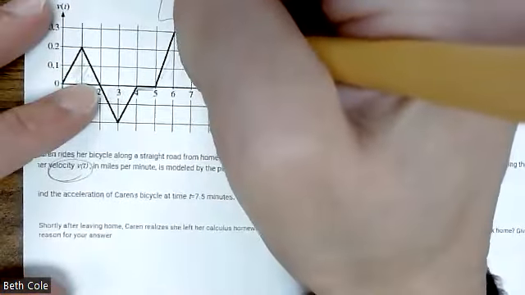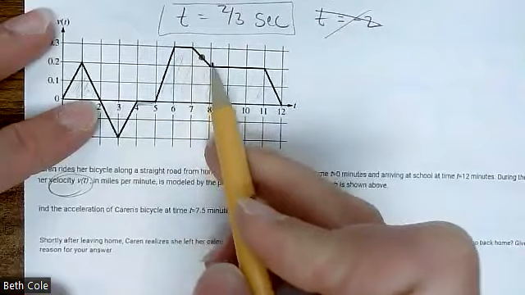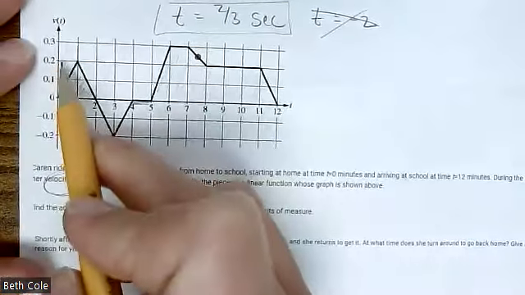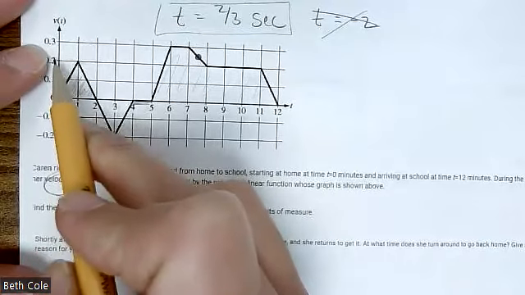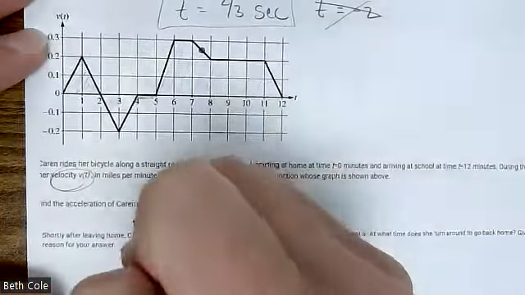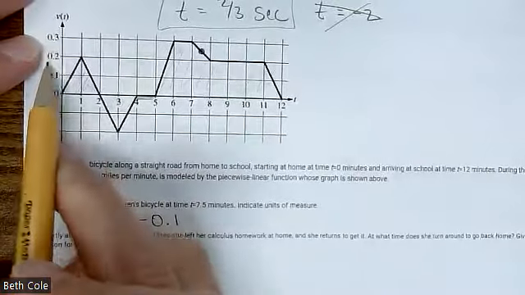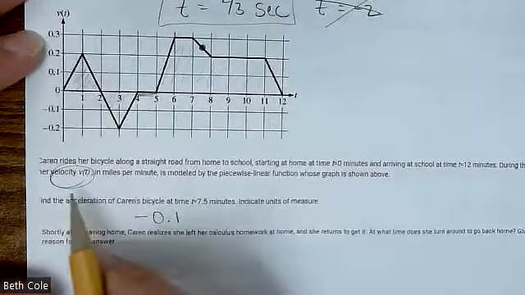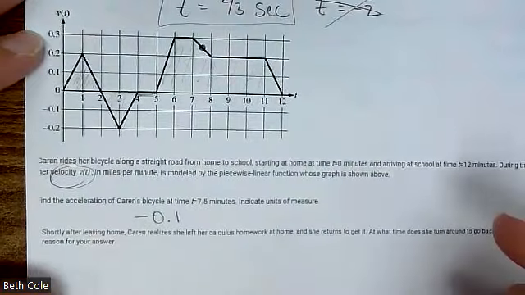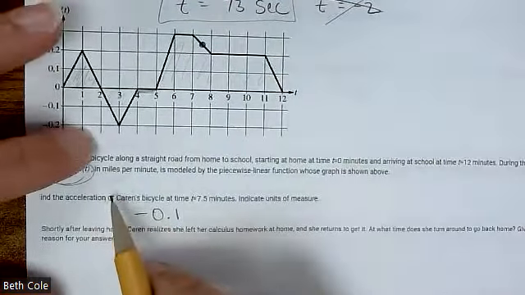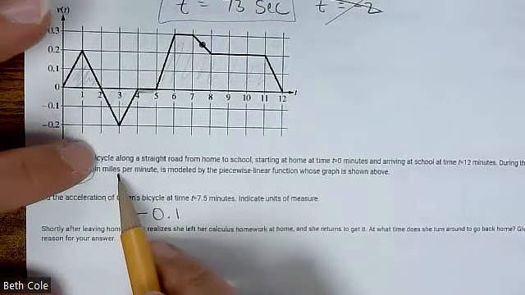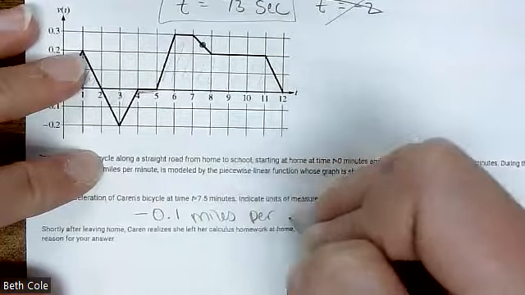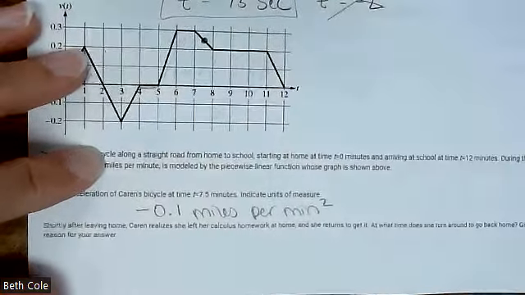So here's 7.5. Now, I realize the slope at that part looks like -1, down 1 over 1, but you have to look at the scale of the thing. So it's actually -0.1. Do you guys see that there? I know that's like a subtle thing, but -0.1. Now I need units for an acceleration. Now her velocity was miles per minute. So this will be miles per minute squared.